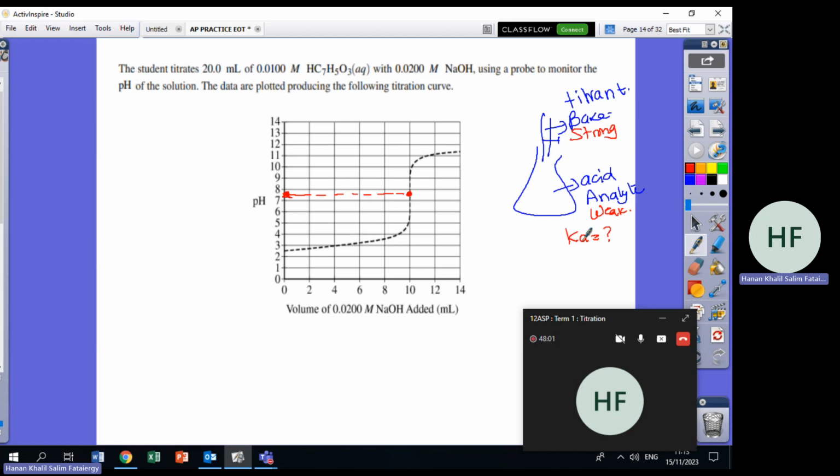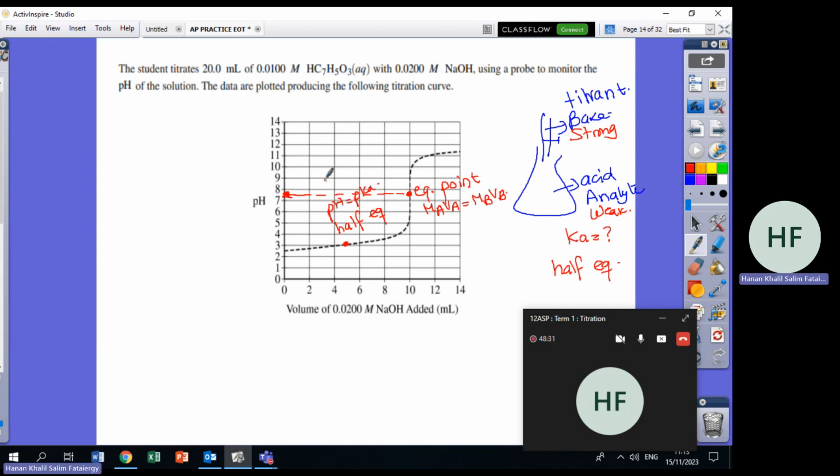And if I want to find the Ka, where do I look? I look at half equivalence. Okay, the equivalence point is at 10. So the half equivalence, half of 10, will be 5. So the half equivalence is here. At this point, MAVA equals MBVB, and pH equals pKa.